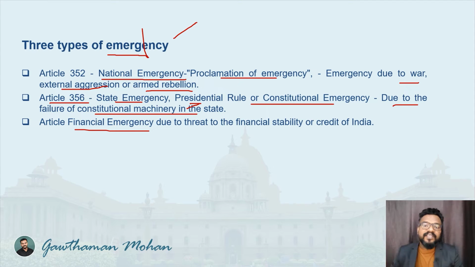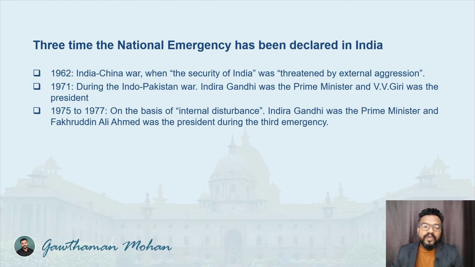We have never declared financial emergency in our country, but at multiple times we have actually declared national emergency and also state emergency. Now let us try to understand the instances in which the national emergency was declared in our country. If you look at this particular slide, you can see that there are 3 times the national emergency has been declared in India. So what are those 3 times?